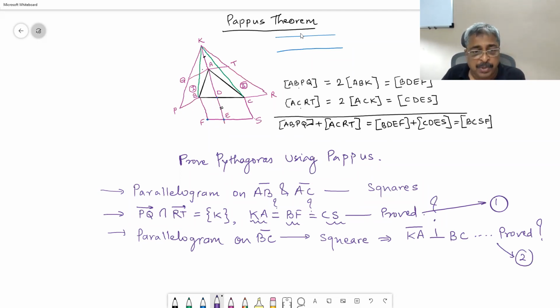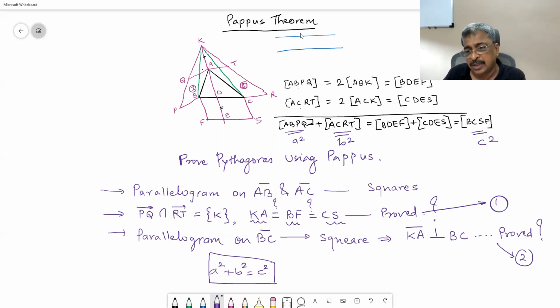Then you can apply Pappus theorem to prove Pythagoras theorem. See, a square plus b square is equal to c square is very easy to write. But you should be able to prove that this area is a square, this area is b square, and hence this area is c square. That is how you are going to end up with Pythagoras. Unless you prove 1 and 2, you are not authorized to apply Pappus theorem.